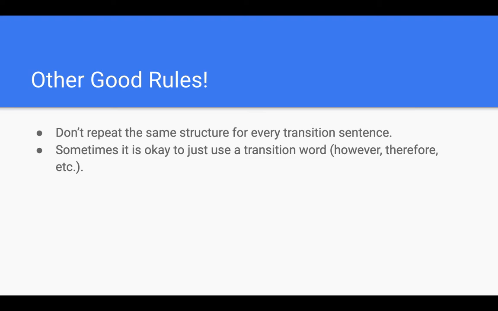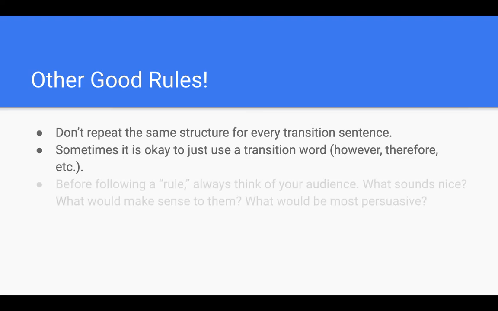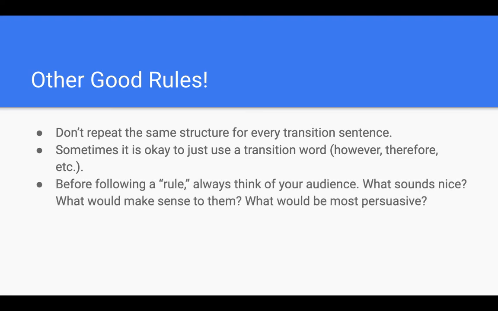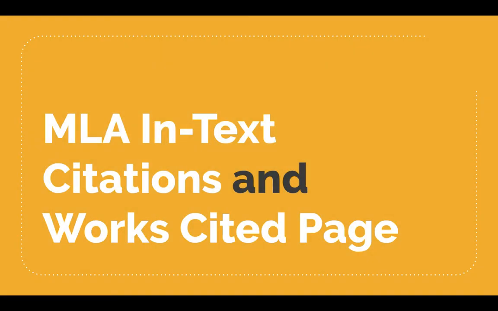If it's pretty obvious to your reader why you're moving from one idea to the next, you can get away with just saying, however, or therefore, or whatever, just a simple word. Now, this is the main one. Before following any rule that I give you, remember that audience is what matters most. So really, when you're transitioning from one idea to the next, it's not so important whatever rule I've given you. It's what sounds nice, what would make sense to them, what would be most persuasive. That's the choice you should make.